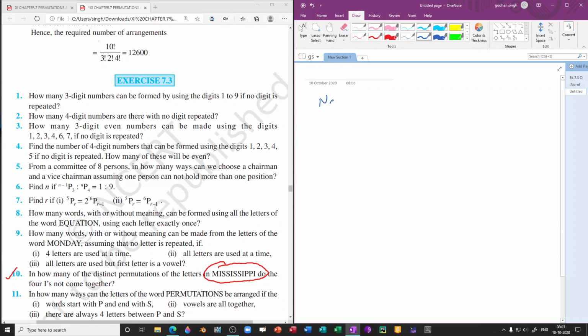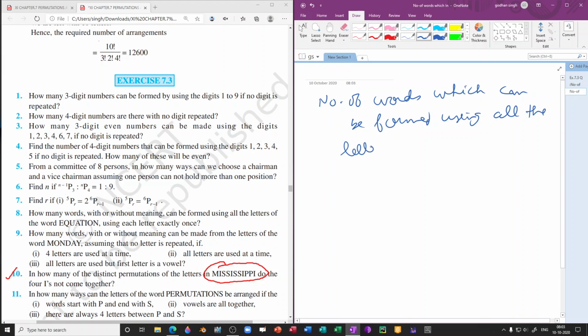So the number of words which can be formed using all the letters of the given word, the word Mississippi: M, I, S, S, I, S, S, I, P, P, I. 1 2 3 4 5 6 7 8 9 10 11.